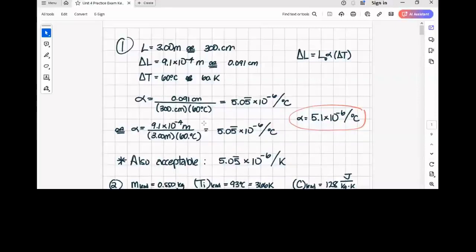And regardless of how you do it, you'll end up with the same numerical value, whether you use centimeters and centimeters or meters and meters. I didn't do it an additional time for either of those distance units and Kelvin, because again, you would just end up with exactly the same value. So alpha here would be 5.1 times 10 to the negative 6, either inverse Celsius degrees or inverse Kelvin.